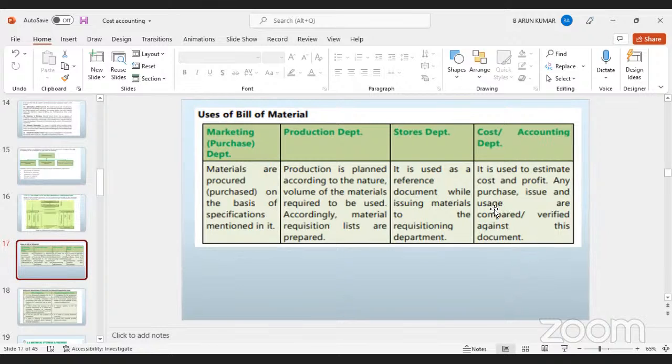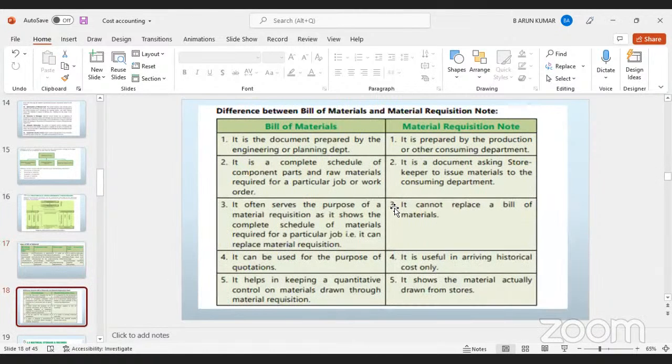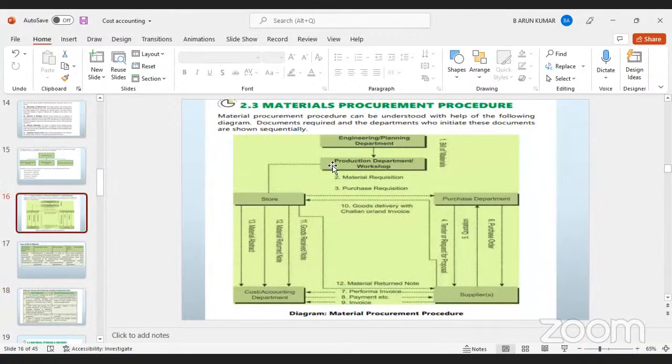If any goods or materials are different from what we requested earlier, the costing and accounting department finds it. Now the difference between the bill of materials and the material requisition note. First, the bill of material is the document prepared by the engineering and planning department. So the bill of material is prepared by the engineering and planning department.